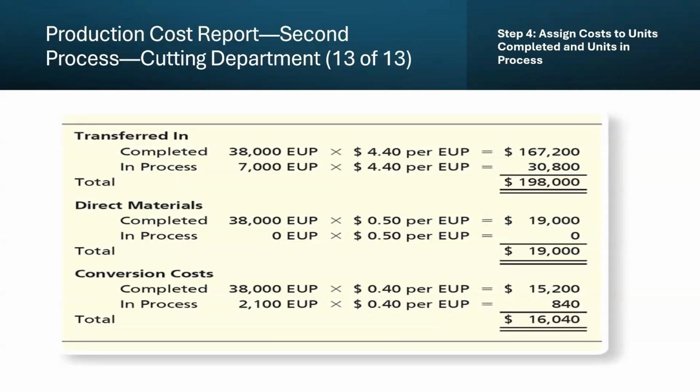Here you see it shows the assignment of the costs to the units completed and the units in process. Now, once we have accomplished our goal of splitting the $233,040 total cost between the completed units and the in-process units, we can record those costs on the production cost report. So you have transferred in, the total came to $198,000. Then you have the direct materials, the total is $19,000, and then the conversion cost, which is $16,040.